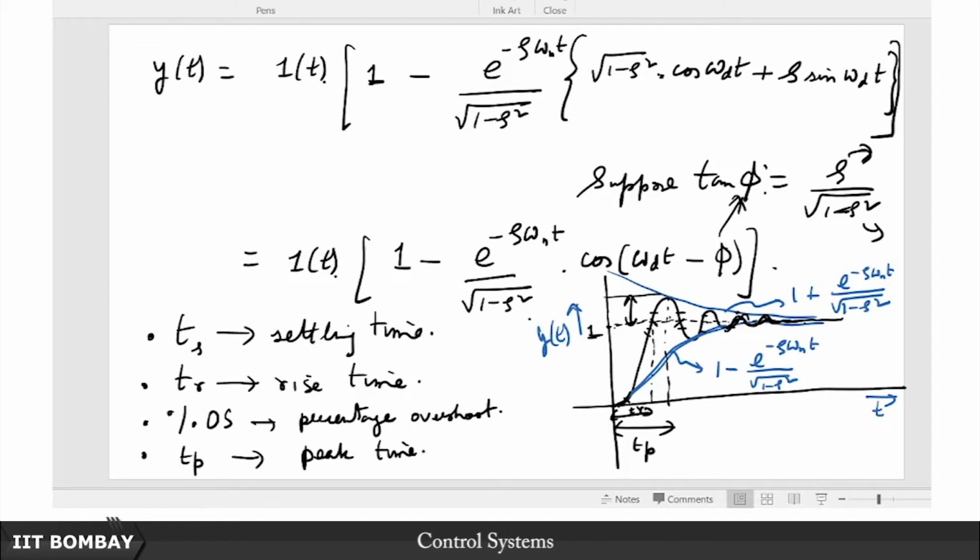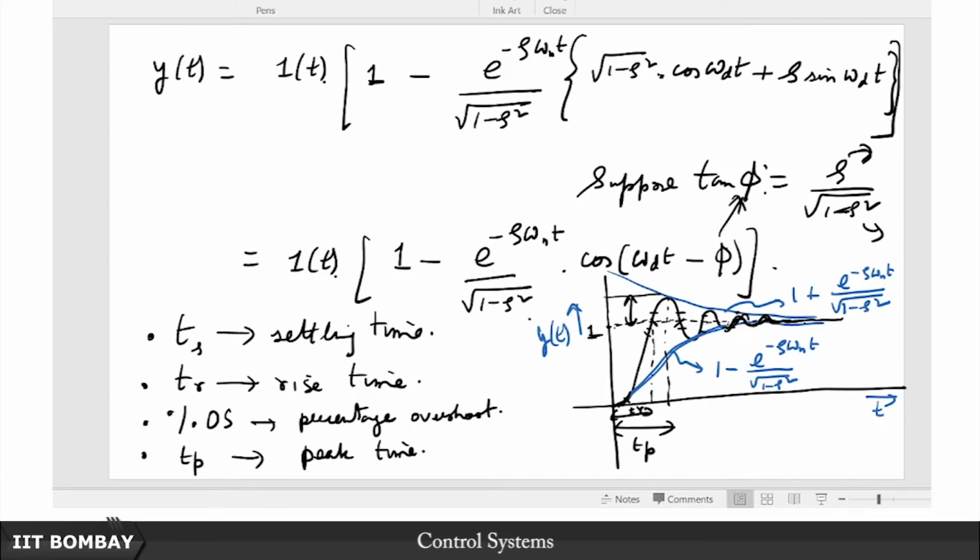If it is k, then it is 1.02k and 0.98k. Here k is unity, so it is just 0.98 and 1.02. So either this upper envelope has attained a value of 1.02 or the lower envelope has attained a value of 0.98. Since they are symmetric, they will attain these two respective values at the same instant. So either you equate this to 0.98 or you equate this to 1.02 and solve for t, and that will give you the settling time.